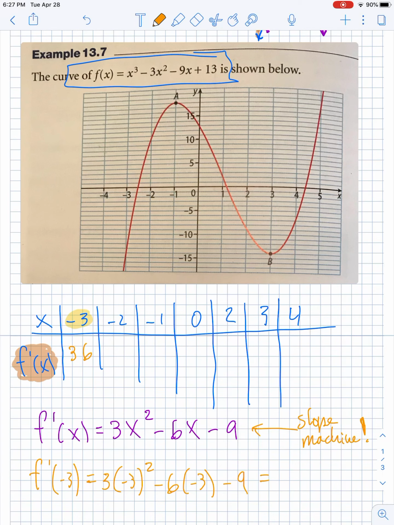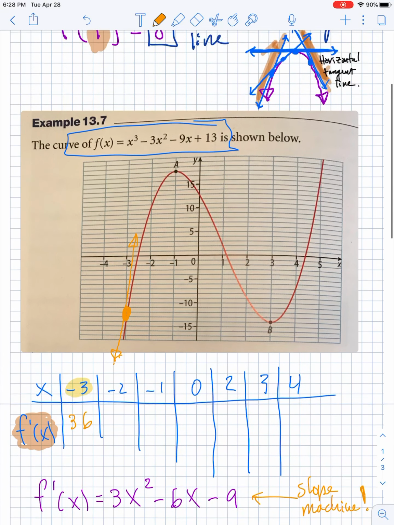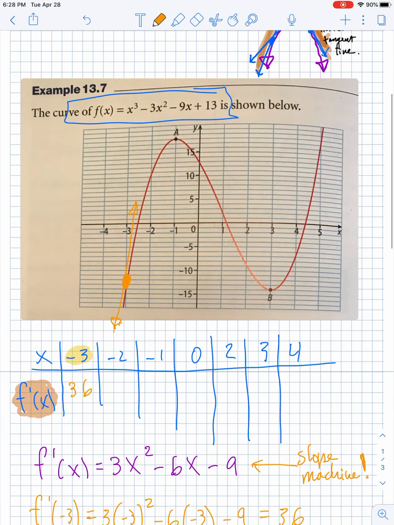Now, what is that 36? You guys, because we put a number into the slope machine, a slope comes out of it. What that means is if you were to draw a tangent, and I'll draw up here on the curve, look up here, at -3, if I were to draw a tangent line like this, that tangent line would have a slope of 36.